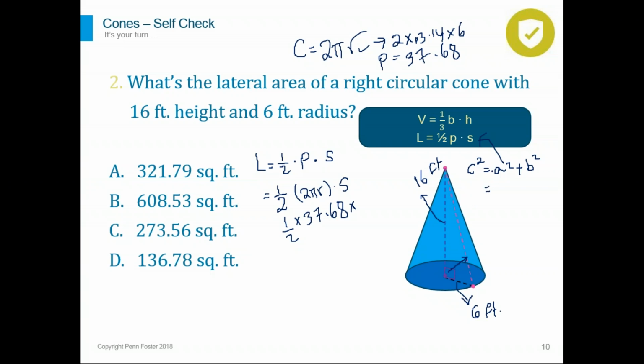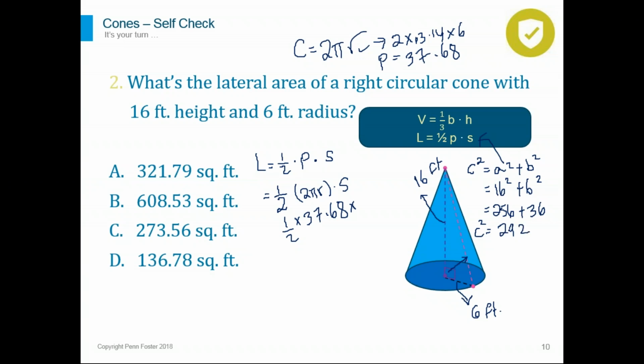A and B would be the sides of the triangle. So A, let's make that 16 squared plus 6 squared. Square the 16, so that is 16 times 16, and that will give you 256, plus 6 squared is 36. Add together, and that will give you the hypotenuse or the slant height squared, and that will give you 292.